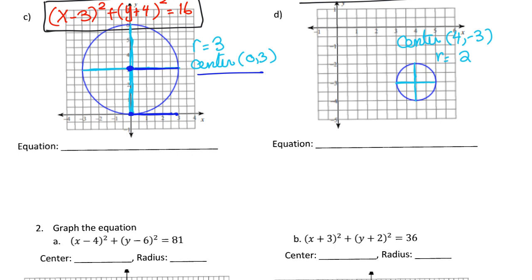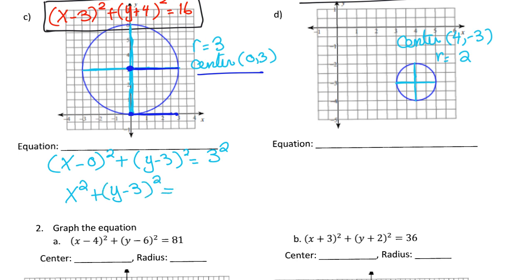Now I can write my equation, which is x minus 0 squared plus y minus 3 squared equal to 3 squared. The first binomial squared simplifies to x squared plus y minus 3 squared. I'm not expecting you to take this binomial and square it and simplify it further. Just keep it as it is, and that's equal to 9. So here's your first equation.